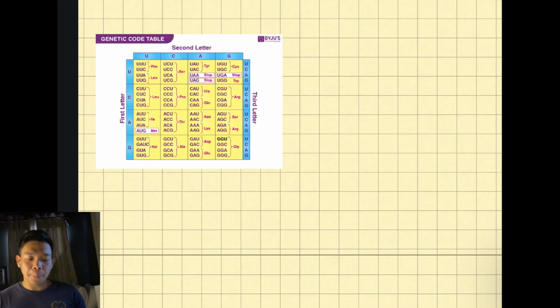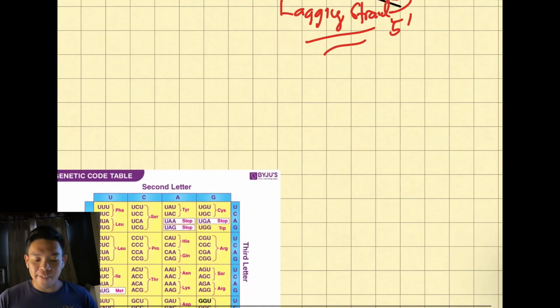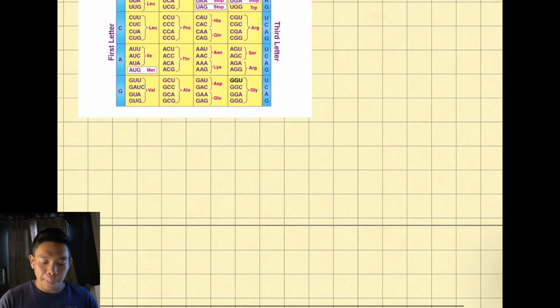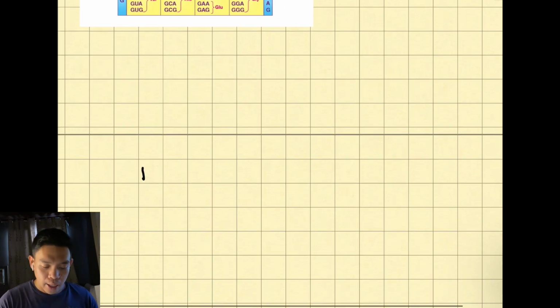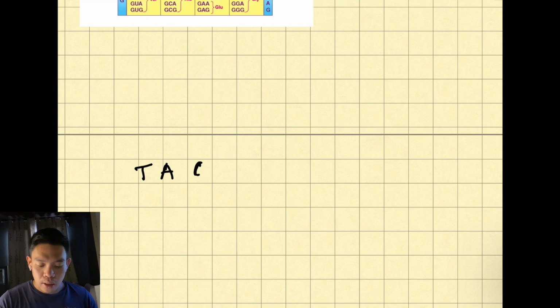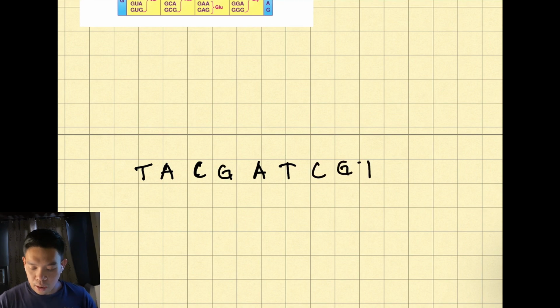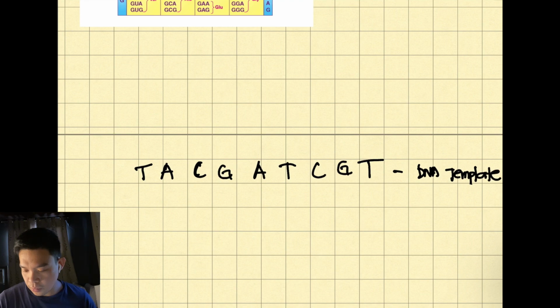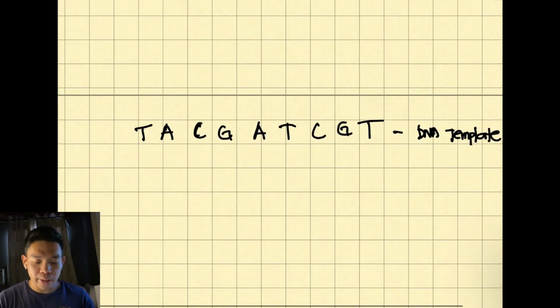Take for example, if we have a DNA strand, a parent strand of A, T, A, C, G, A, T, C, G, T. So this is our parental strand. This parental strand is very important. It's a DNA template. This DNA template will now replicate.